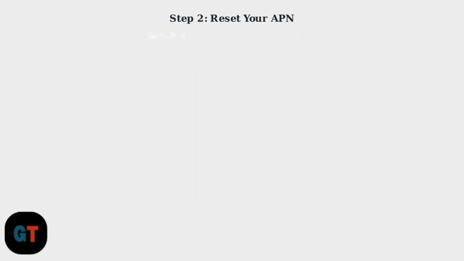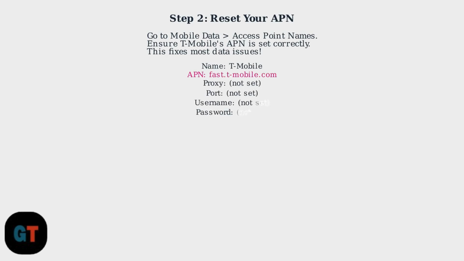Now for step 2, resetting your APN. This is often the key fix. Navigate to Mobile Data, then Access Point Names. You should see T-Mobile's settings. If missing, add them manually. Here's what the APN should look like. Just the name and APN field filled in, no username or password needed.